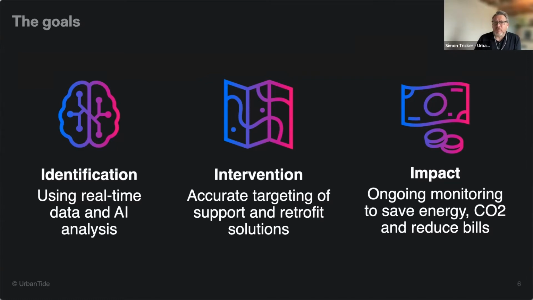And then ultimately, we want to assess the impact of all of these measures. So how do we create feedback loops? How can the data feed back on itself to check, as the interventions go in, that they do start to have an impact on not only reducing energy and CO2, but also trying to reduce household bills and reduce this fuel poverty crisis that we face.